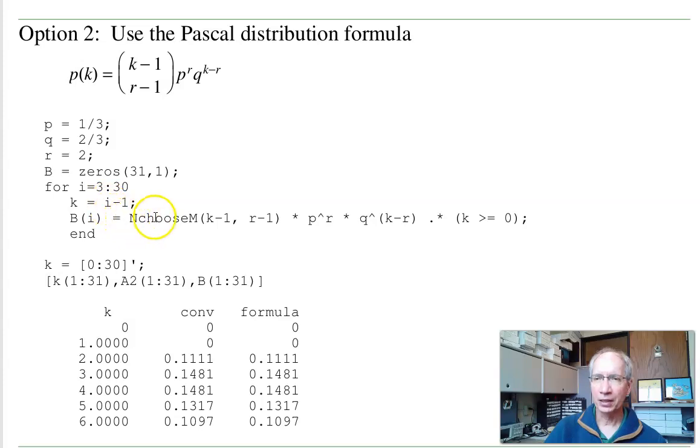That'll be n choose m, k minus 1, r minus 1, times p to the r, times q to the k minus r for k positive. And with a formula, I get the same answer that I got with convolution. Second way to do it.